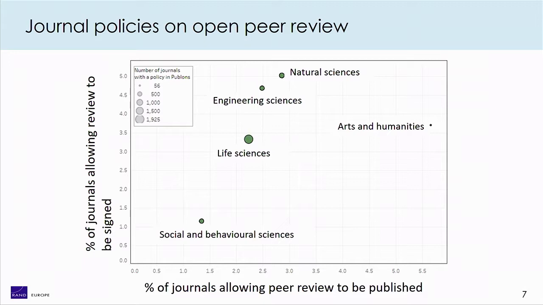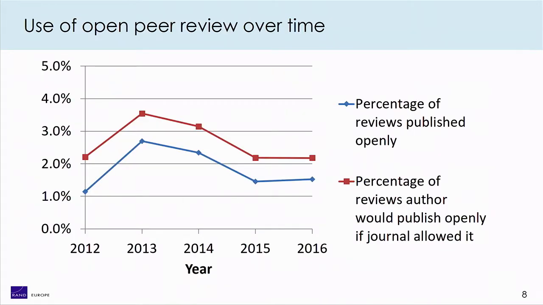This graph shows this data by discipline, split into 5 different disciplines. The size of the bubble corresponds to the number of journals, so the bigger the bubble, the more journals we had information on. You can see that in general, more journals allow or require signing than allow or require publishing of reviews. And this is true for all disciplines apart from arts and humanities, which, as you can see, is a very small bubble. So it's the one we have least data on. So that's, I guess, what journals allow, and that obviously affects what users can do.